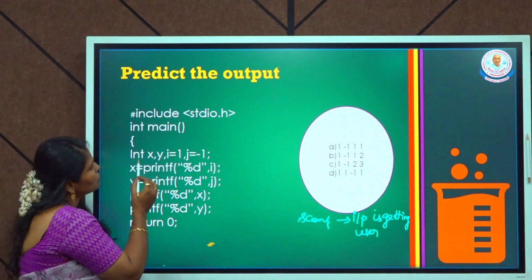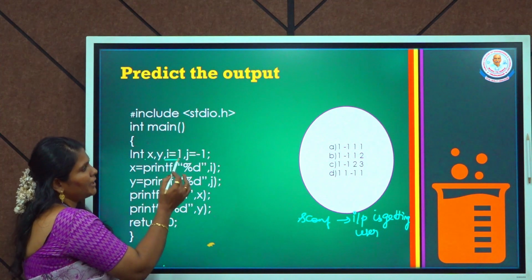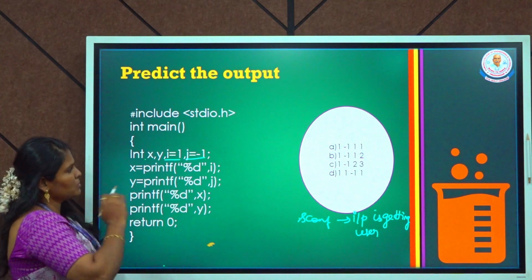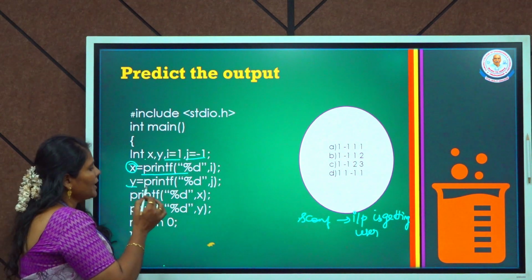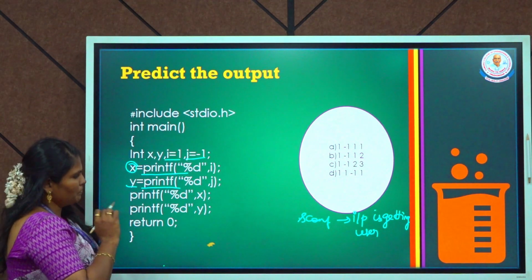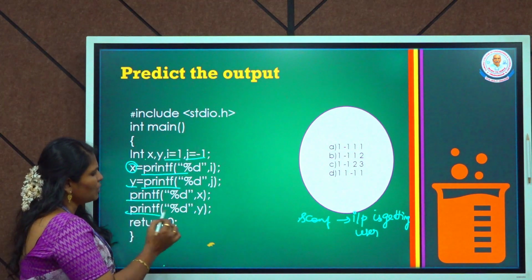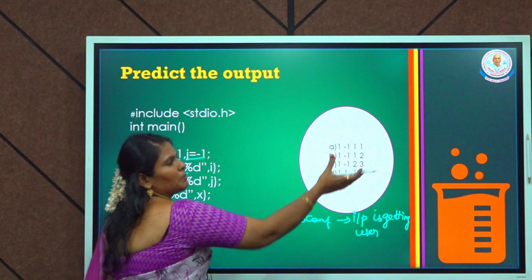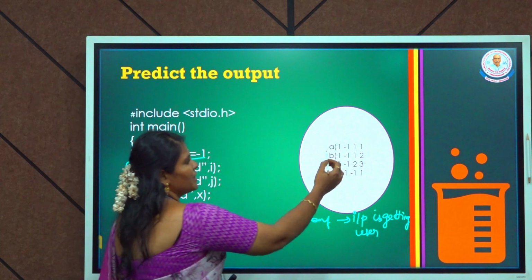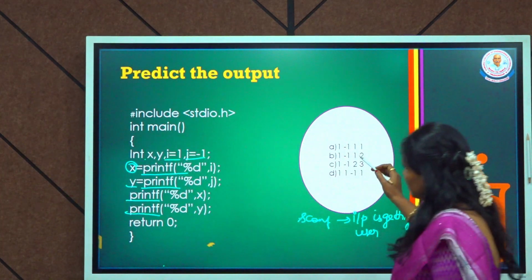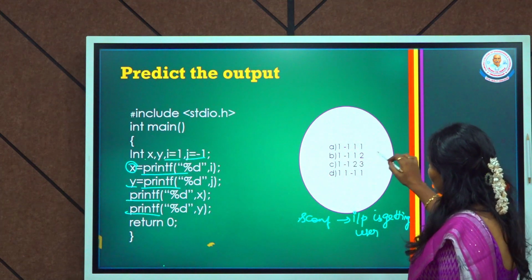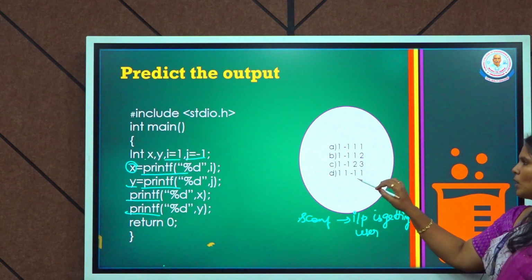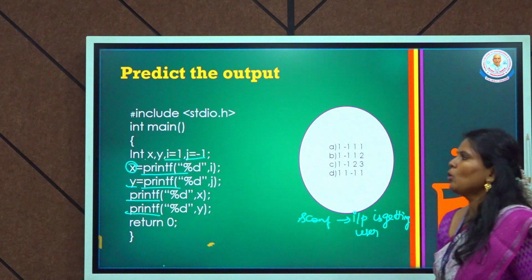Here I have given a code. In this I have declared int x, y, and j, where j is -1. For x I am assigning the value of a printf, and for y I am assigning the value of printf of j. Then I am printing the values of x and y. I am asking what may be the output from these options: 1 -1 1 1, or 1 -1 1 2, or -1 1 2 3, or 1 1 -1 1. So what may be the output of this?